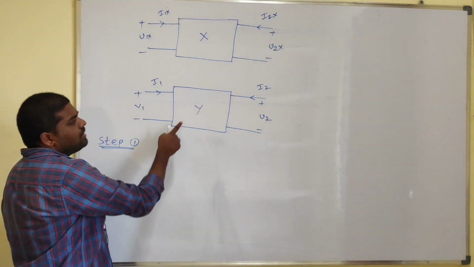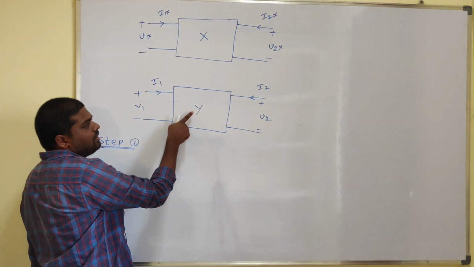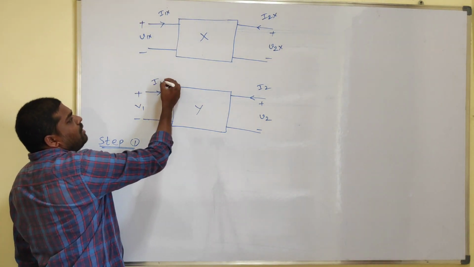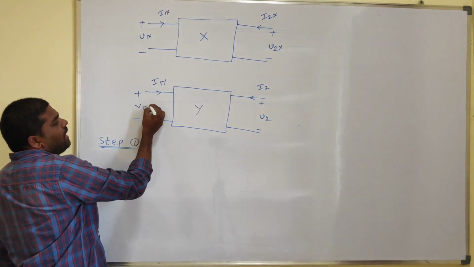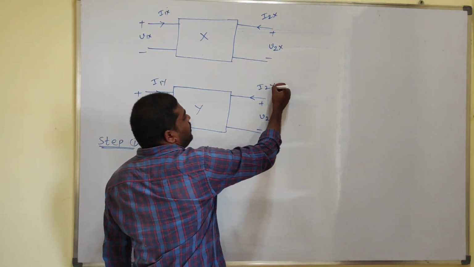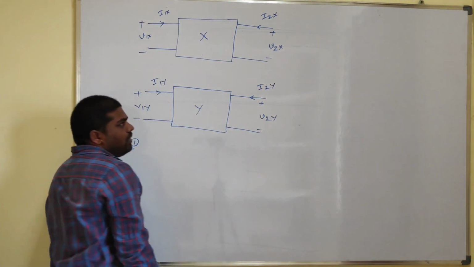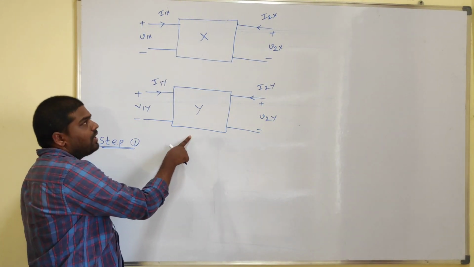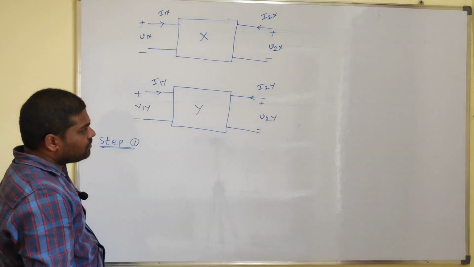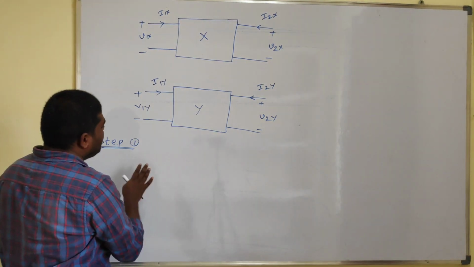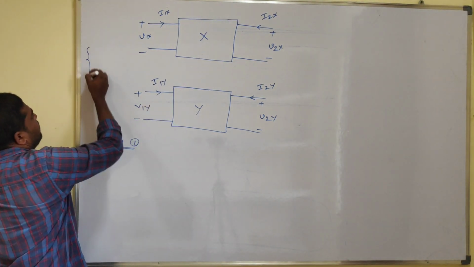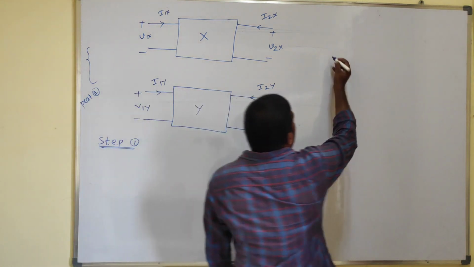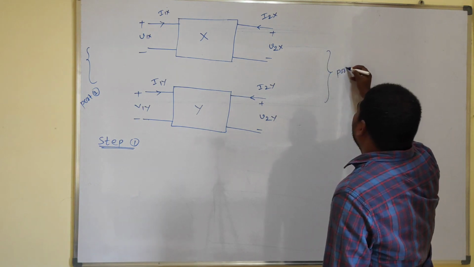Now this is named as Y, so you can use the suffix at this position, so that the variable names are I1y and V1y and I2y and V2y. These are the four variables for this second two-port network. Now just focus on the port 1 area. This is completely port 1, and this one is completely port 2 area.